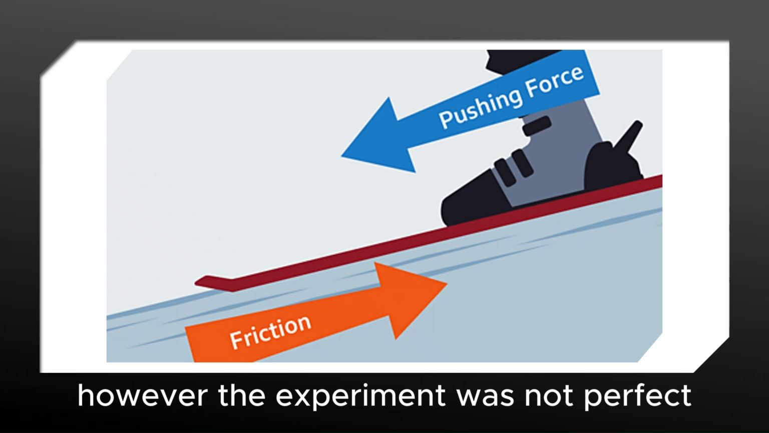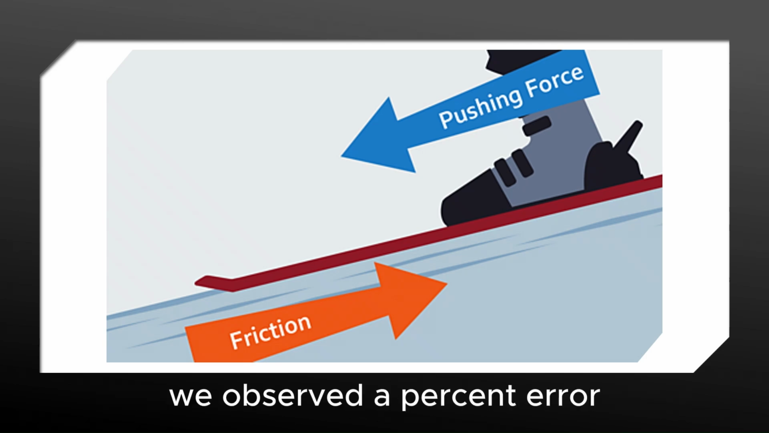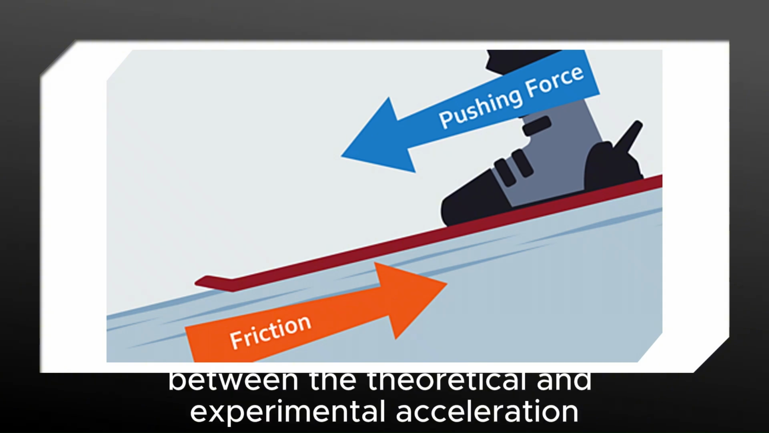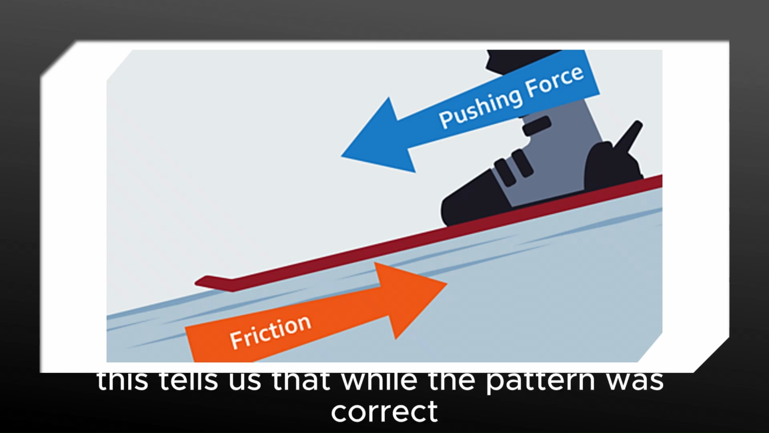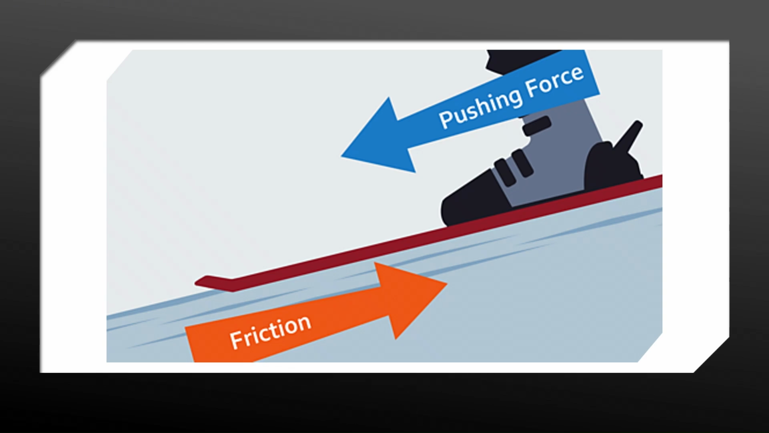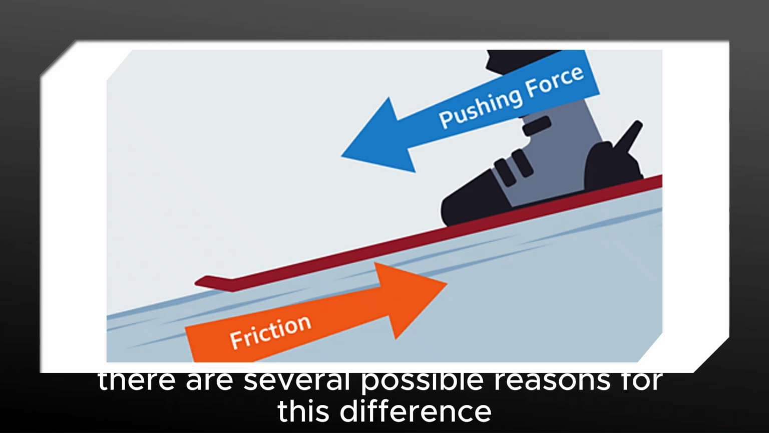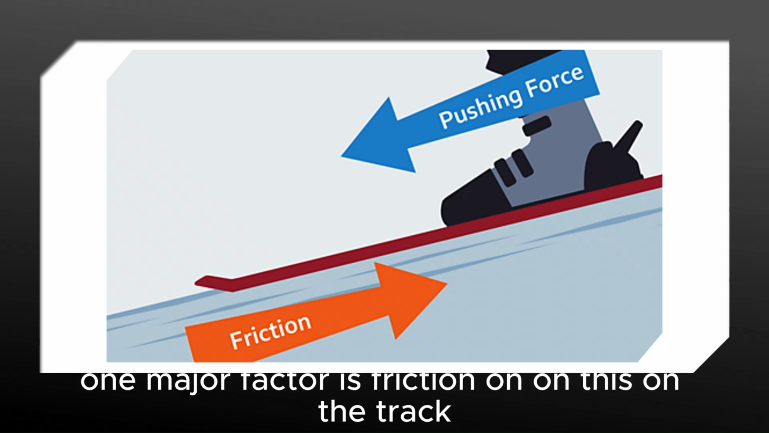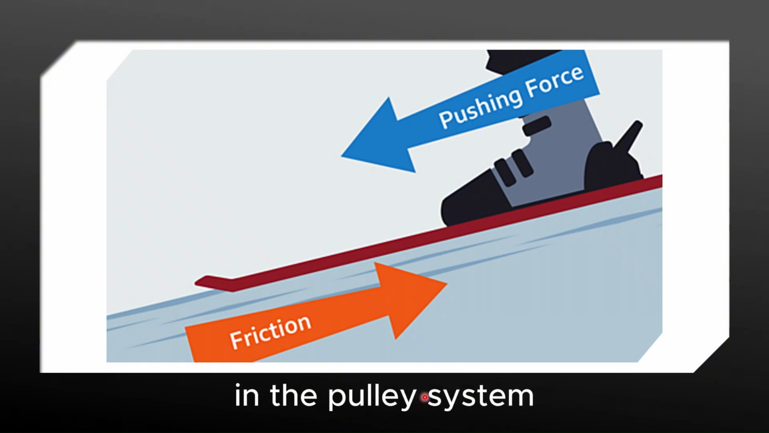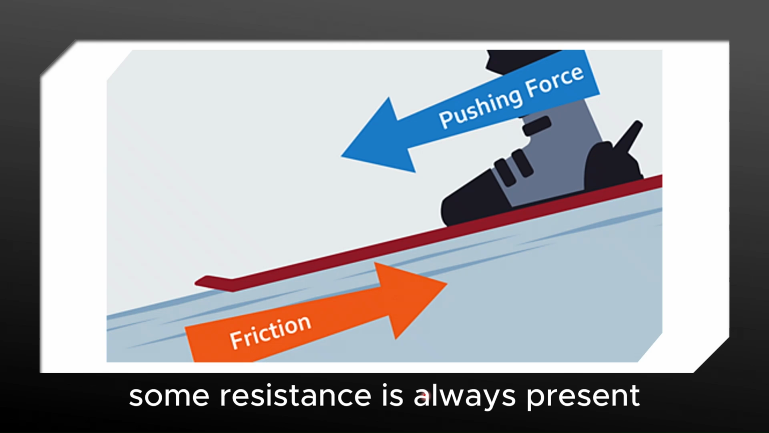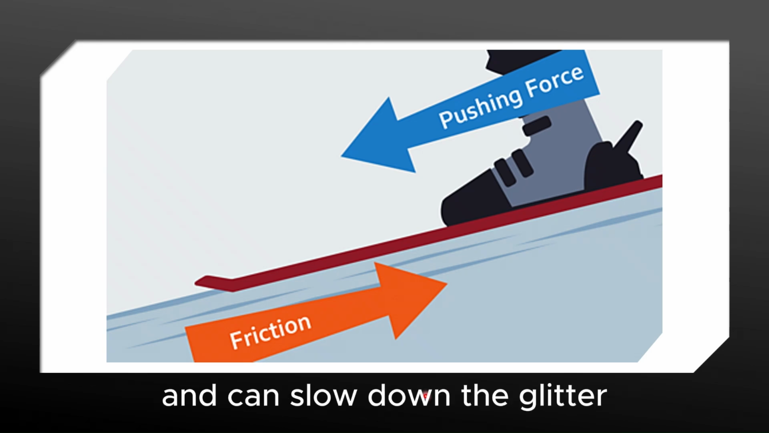However, the experiment was not perfect. We observed a percent error of about 34% between the theoretical and experimental acceleration. This tells us that while the pattern was correct, the exact values did not match perfectly. There are several possible reasons for this difference. One major factor is friction on the track and in the pulley system. Even though the setup is designed to minimize friction, some resistance is always present and can slow down the glider.